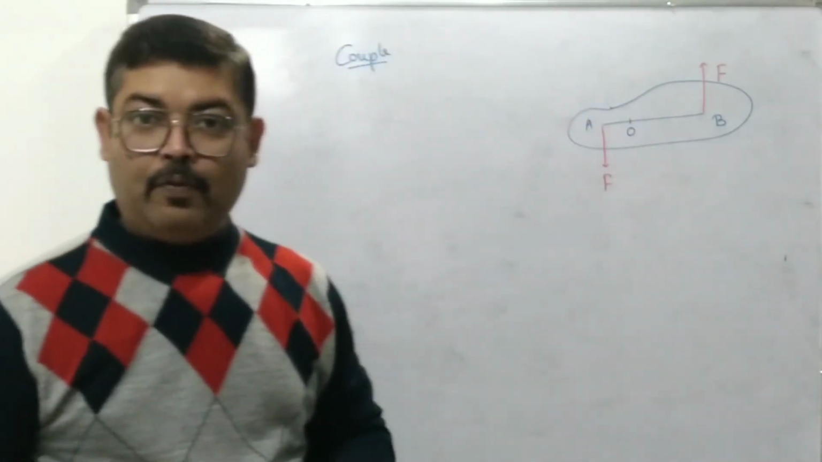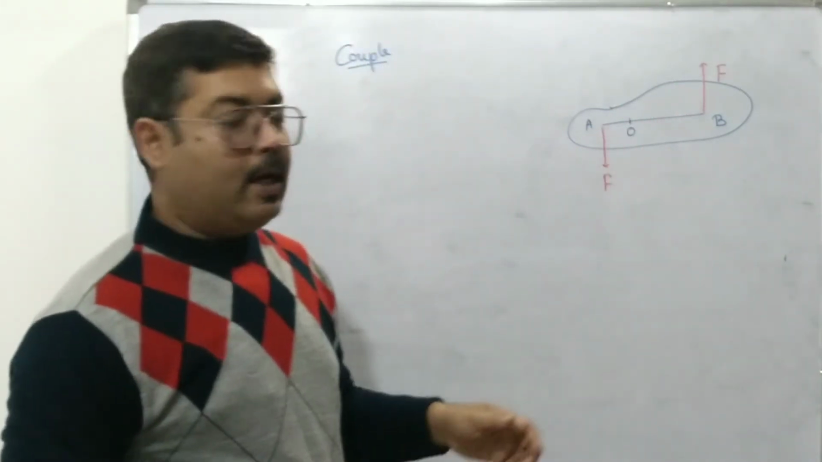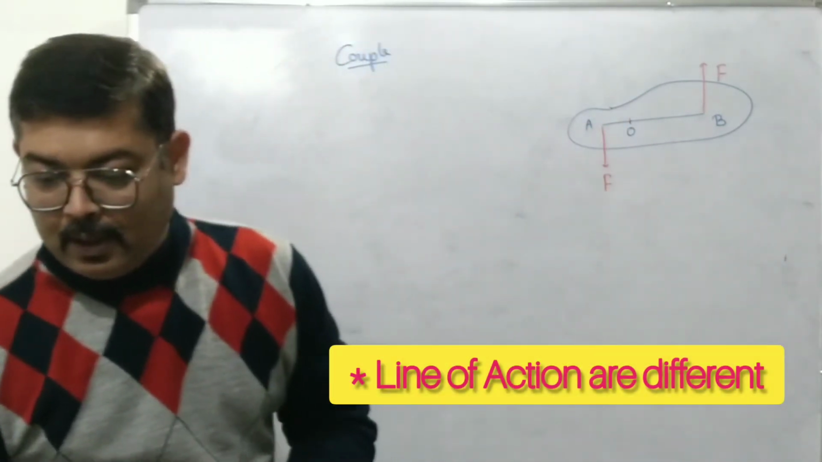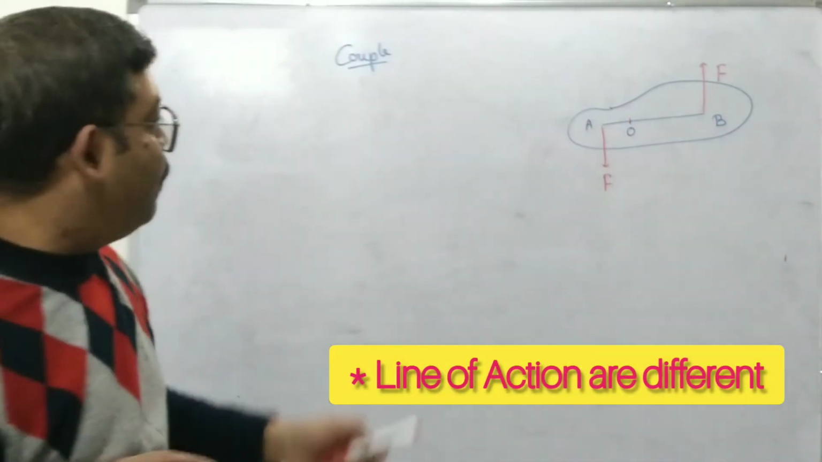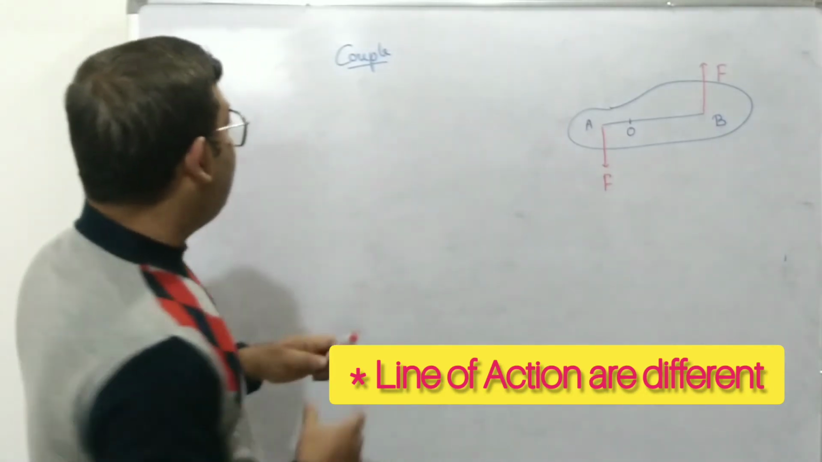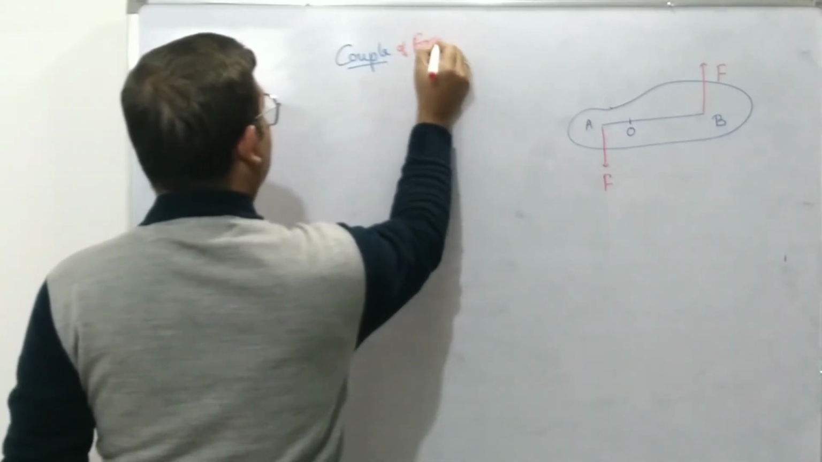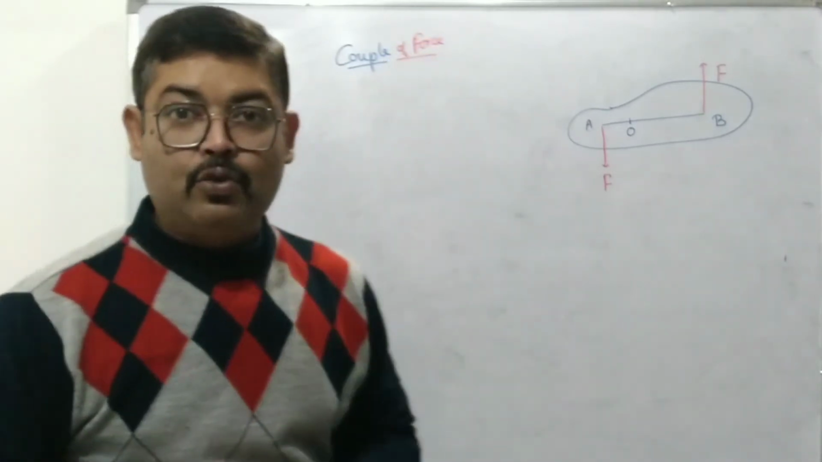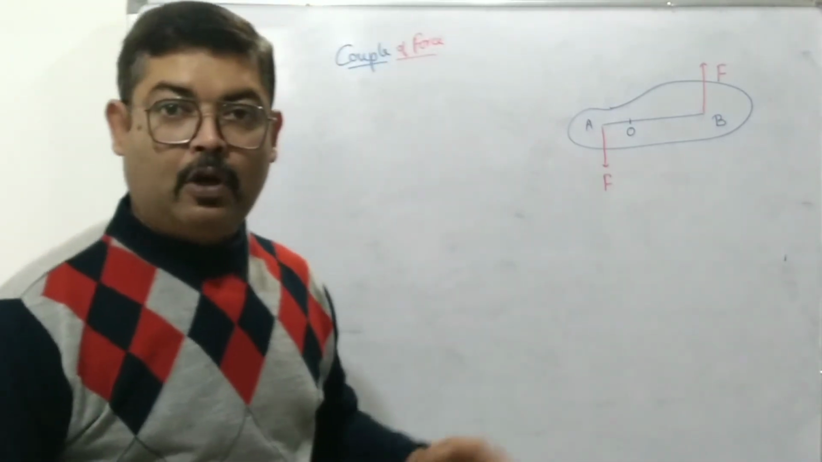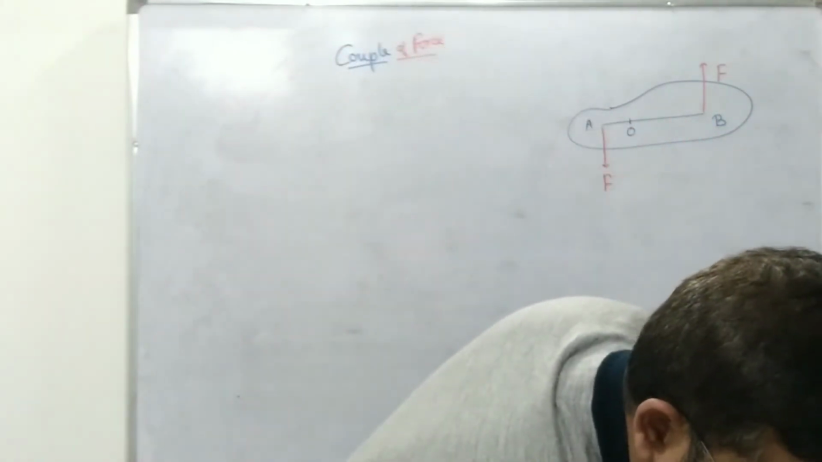Such two forces, which are equal in magnitude, opposite in direction, and whose points of application are different, are known as a couple of forces. So a couple of forces is two equal and opposite forces having different lines of action, as we have seen here. In that case, what will be the torque produced?